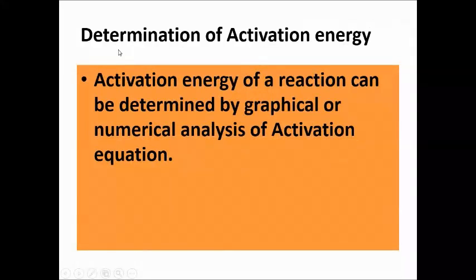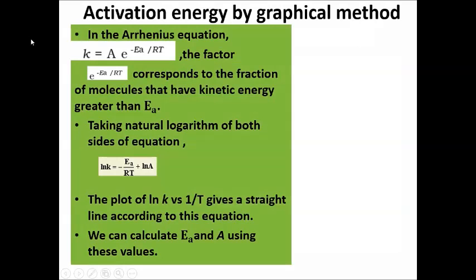Now we can look at how we can find the activation energy. It can be determined by graphical or numerical analysis of the Arrhenius equation. Next, we have the graphical method to find activation energy. In the Arrhenius equation, k is equal to A into e raised to minus Ea by RT. The factor e raised to minus Ea by RT corresponds to the fraction of molecules that have kinetic energy greater than activation energy.